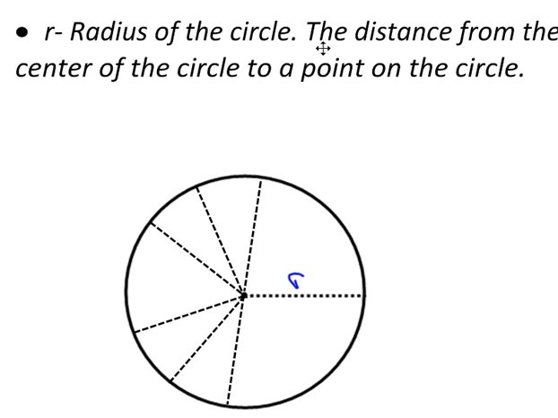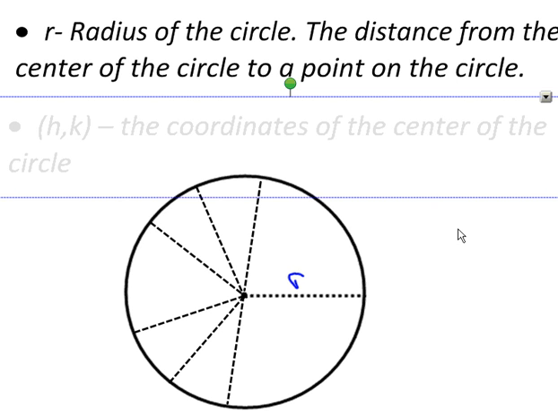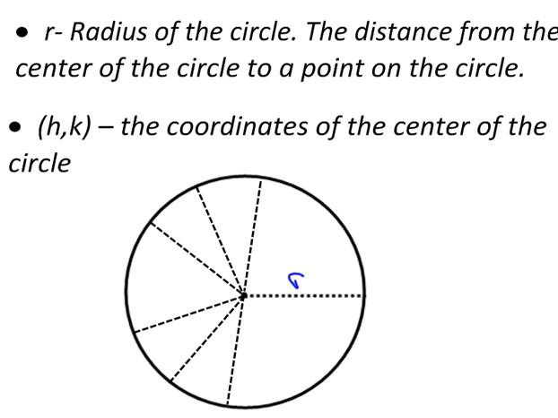H and k represent the coordinates of the center of the circle. H represents the x coordinate of the center and k represents the y coordinate of the center. So when you work with circle equations, you are working on the coordinate plane.